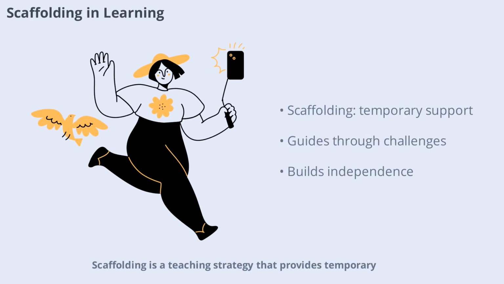Scaffolding is a teaching strategy that provides temporary support to help learners achieve new skills or understanding. As students gain competence, the support is gradually removed. Cognitive theories highlight the importance of scaffolding in guiding learners through challenging tasks. Examples include hints, prompts, and step-by-step instructions. Scaffolding helps learners build confidence and independence, leading to deeper learning.